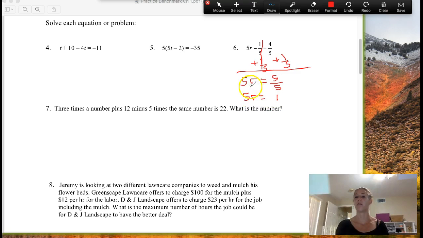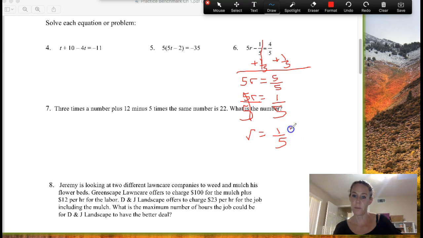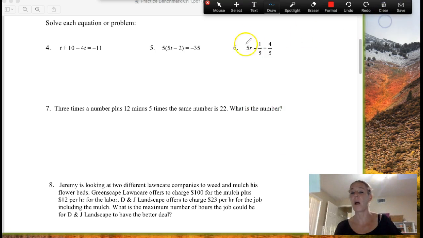Now I'm not finished solving. r is not by itself. 5 is multiplied by r, so to get it by itself, I divide by 5. And then I'm going to get r equals 1/5. And you're finished. Now a second way to do this, if you had a more complicated problem with different denominators, would be to multiply both sides of the equation. If you do it to both sides, it's fine, by the common denominator. And here it happens to be 5 because they are common denominators. So if I multiply both sides of the equation by 5, it's going to get rid of all my denominators.